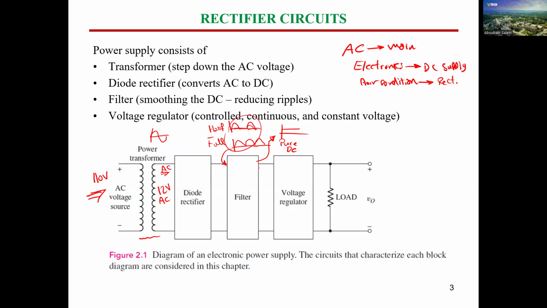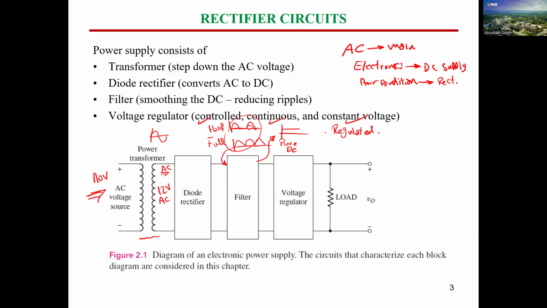After filtering, the voltage magnitude here, we need this volt to be regulated. What's the meaning of regulated volt, guys? Actually, the word regulated volt means three important things here, which are controlled volt, continuous volt, and constant value. So we need a regulated supply.